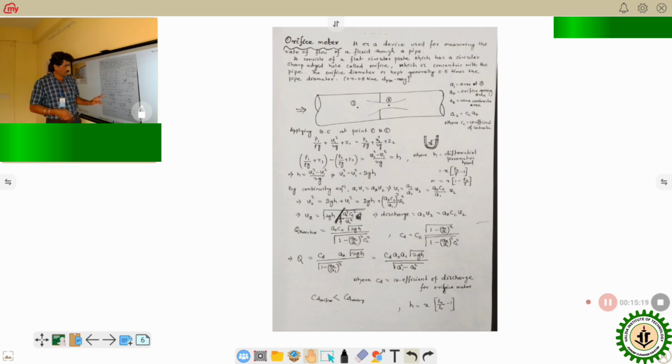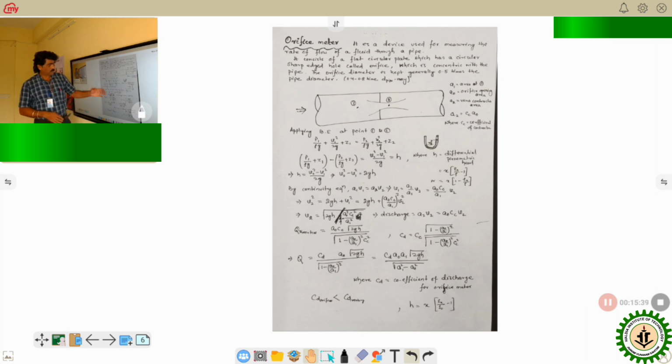So finally, as we have found out the velocity at point 2, multiplied by A2, and A2 is nothing but A naught Cc, that means your theoretical discharge will be A naught Cc root over of 2gh divided by root over of 1 minus A naught by A1 whole square Cc square.